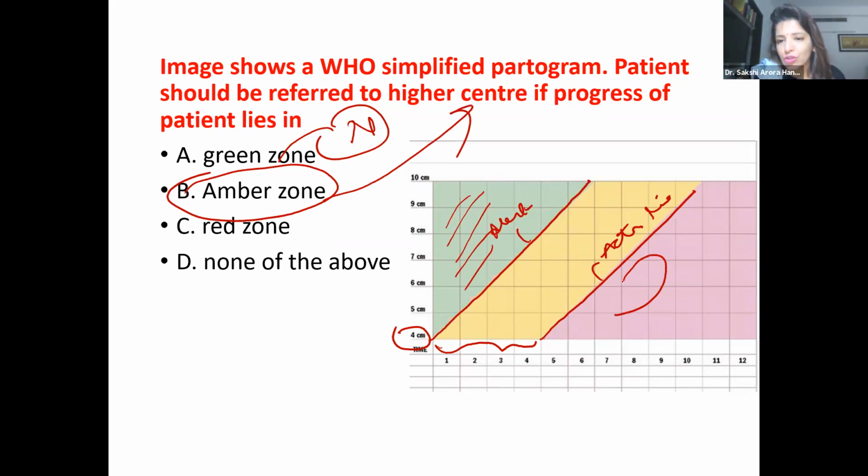And if the progress of your patient lies to the right of action line, that is in the red zone, that means now you have to take the action, right? So instead of giving you the normal partogram, they can give you a simplified partogram. So the answer over here is option B, that is the amber zone, right? Or the yellow zone. Instead of calling it yellow zone, they call it the amber zone.